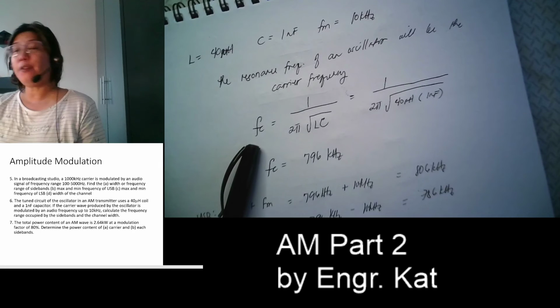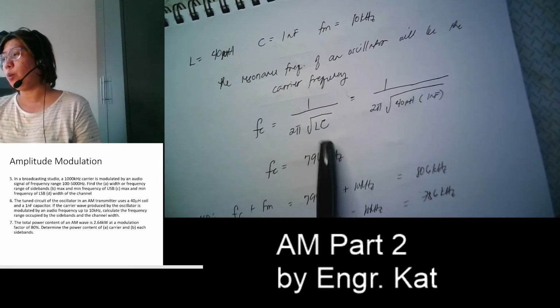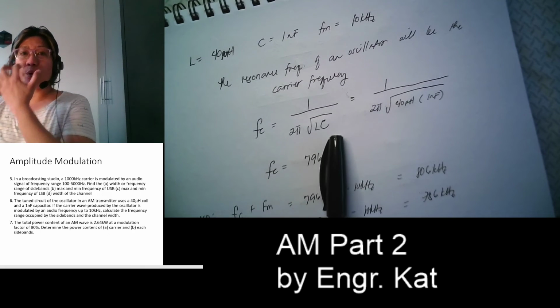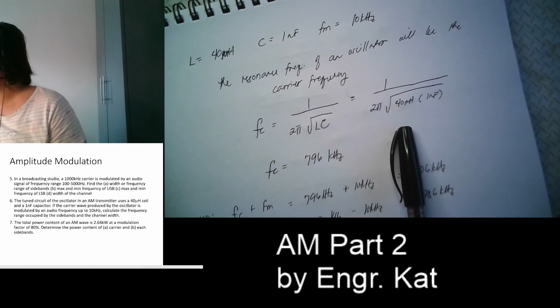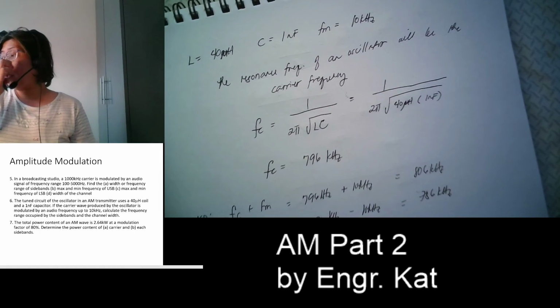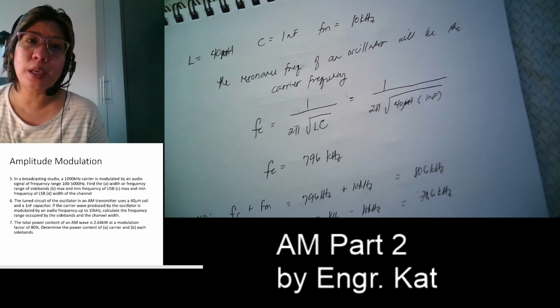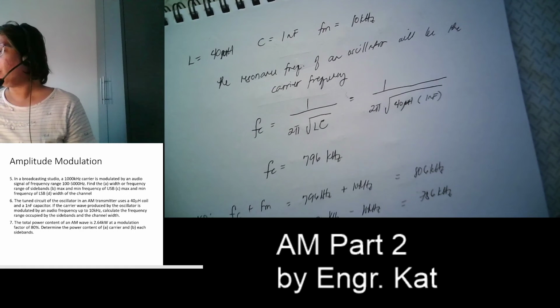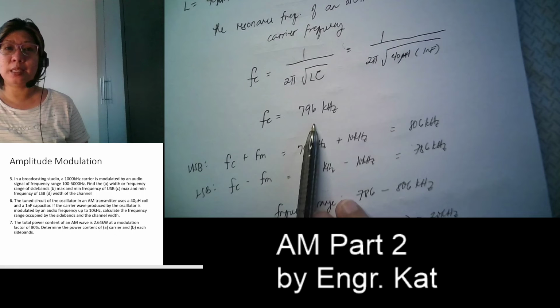Okay, so the carrier frequency for any LC oscillator circuit is equivalent to 1 all over 2 pi square root of LC. So substituting your L, 40 microhenry, multiplied by 1 nanofarad. So micro is negative 6, nano is negative 9. Okay, so that will give you a carrier frequency of 796 kilohertz.